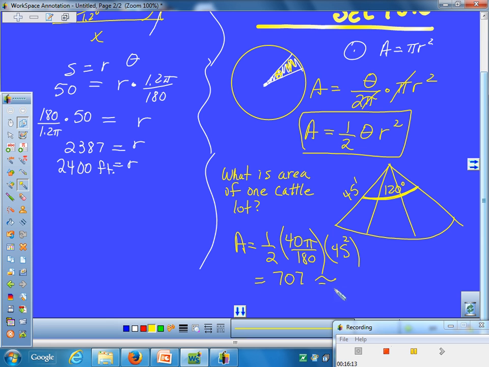What would we round it to? 700. How many significant digits do we have? 2. 120 was 2. So 710. So they would round it to 710. What units? It's area. So it'd be square feet. So areas all have to be in square feet, square meters, square miles, whatever you're doing. So area will be squared.